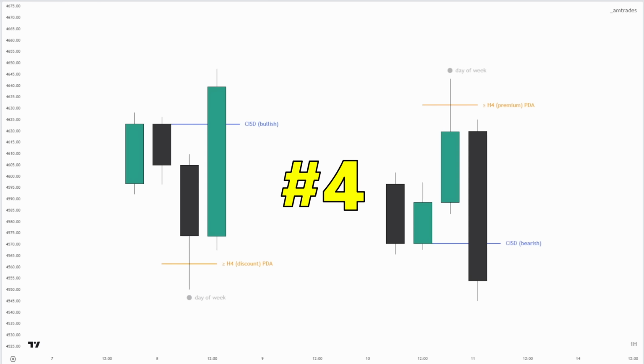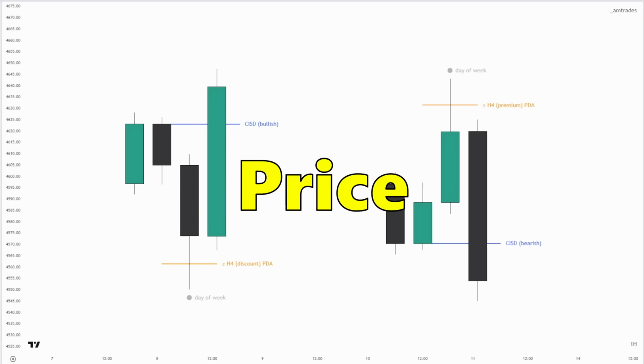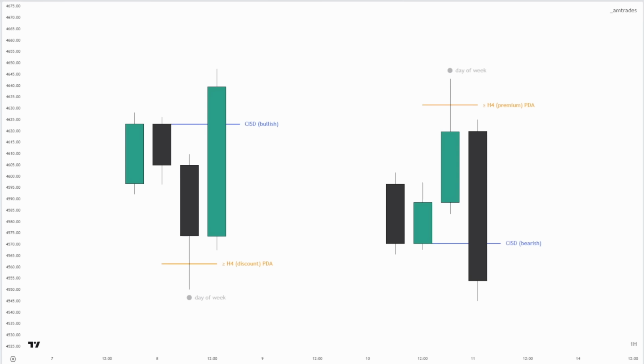The fourth and final element of this weekly protocol is to observe a change in state of delivery to confirm the weekly reversal. On the left, we have a graph showing a bullish change in state of delivery. The 3 parts to defining a change in state of delivery are time, price, and a close through opposing closed candles. On the left here, we have an example of a bullish change in state of delivery.